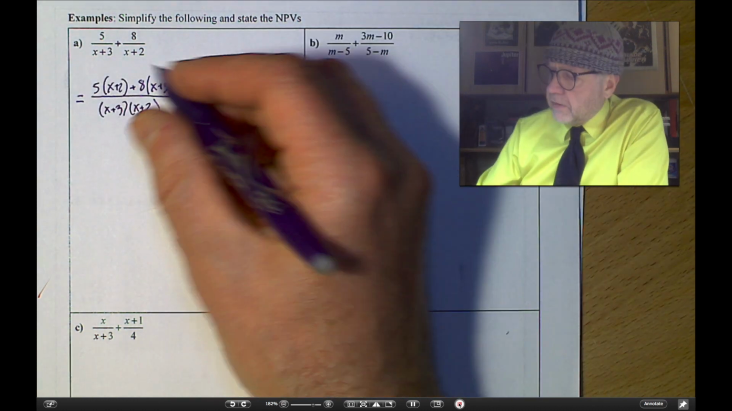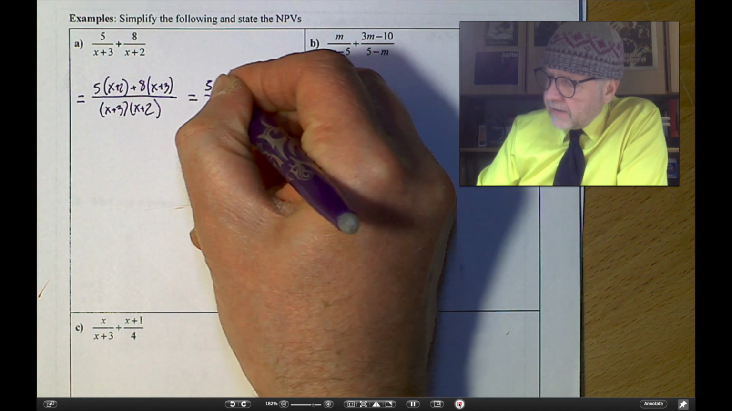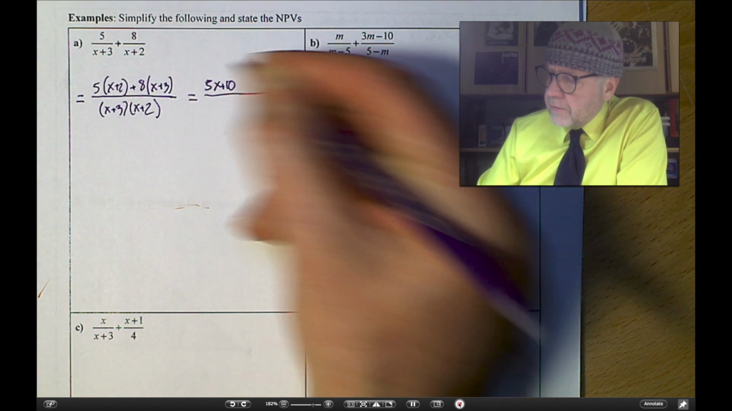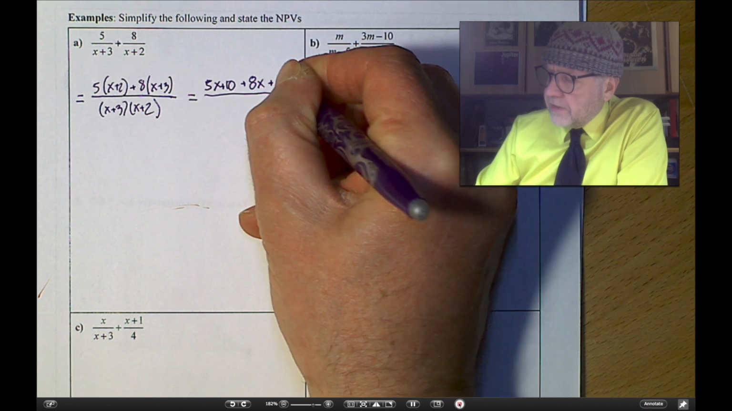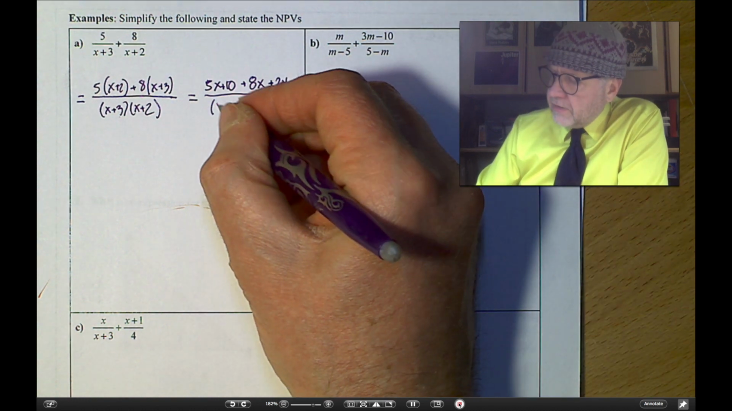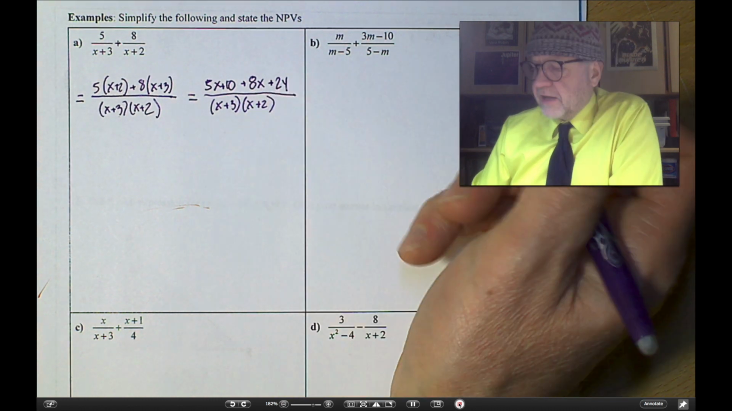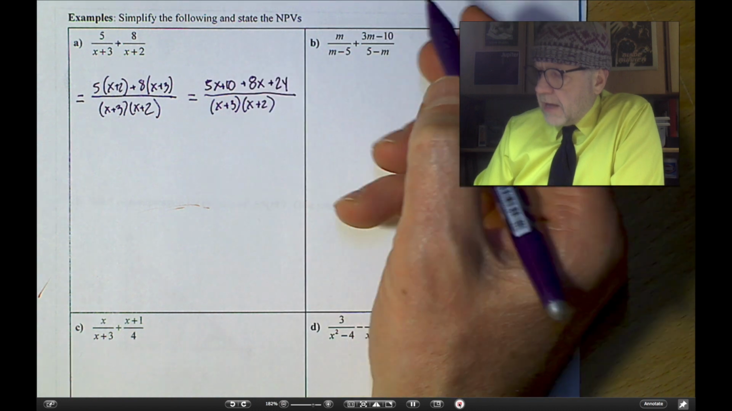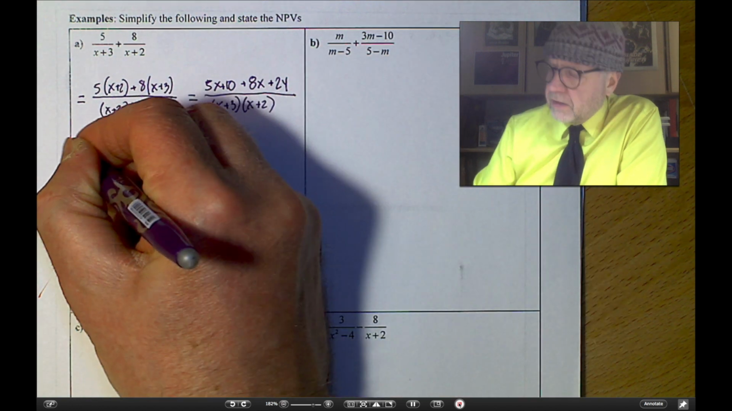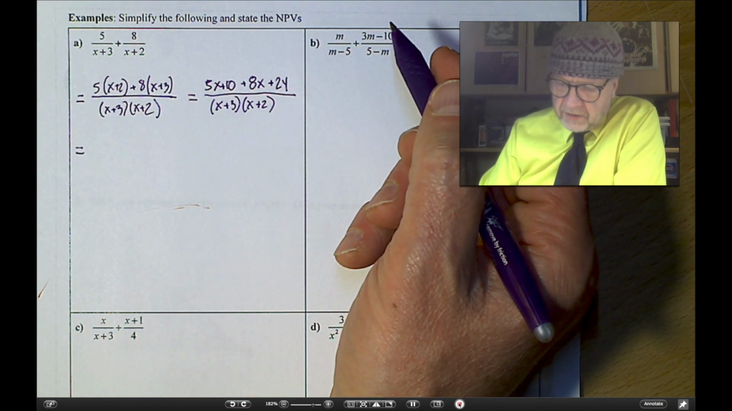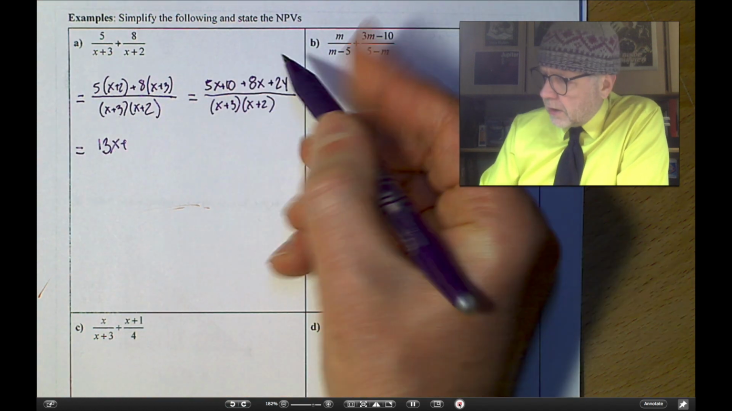Well, when I expand the top, I'm going to get 5x plus 10 plus 8x plus 24. And I'm just going to leave the bottom as x plus 2, times x plus 3. Good. And now I'm going to take this numerator and see if I can simplify by gathering like terms. Well, 5x plus 8x plus 10, I'm going to get 13x on the top. 13x plus, looks like, 34.